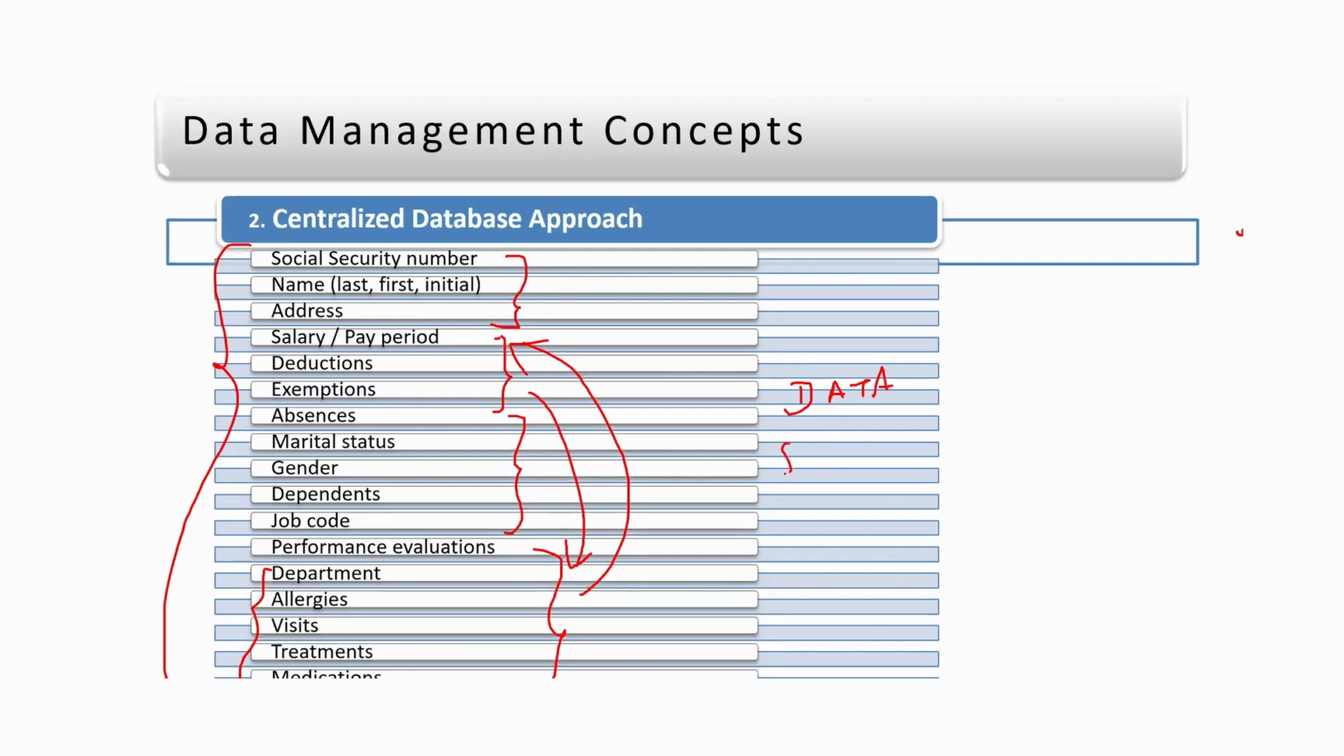Okay, we have an issue of data security. Even though data redundancy is not there, and hence data integrity also is better because it's in one place, we have an issue of data security. So then this approach also failed.